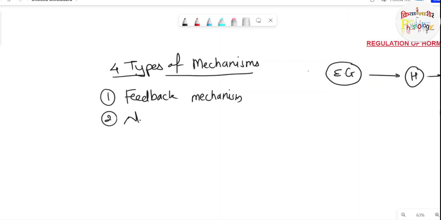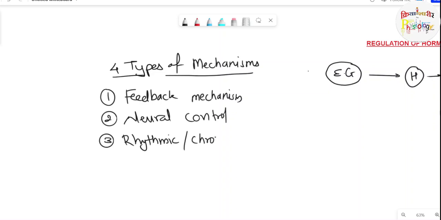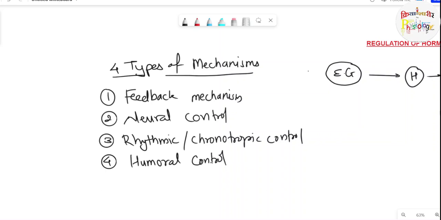Second one is neural control. Third one is rhythmic or chronotropic control. And fourth one is humoral control. With these four mechanisms, endocrine secretions are controlled.